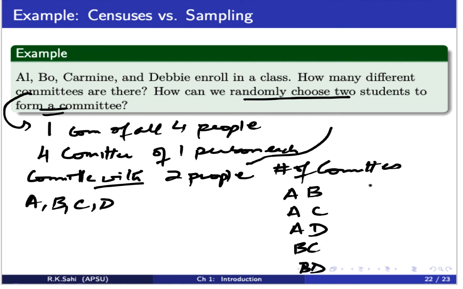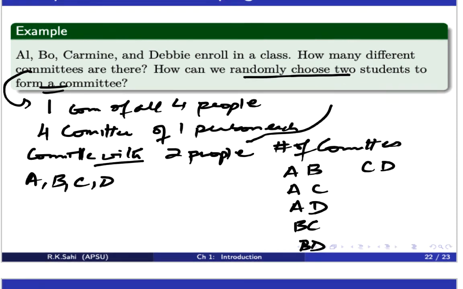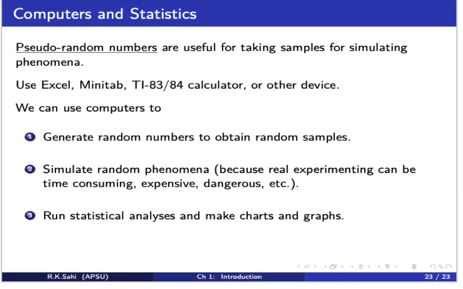And one more is Carmine and Debbie. So the number of committees of 2 people is 6: 1, 2, 3, 4, 5, 6. Okay, so that's just simple combinatorics to give you an idea of simple random sampling without replacement, which we just talked about. You will do these kinds of problems later on, but I just wanted to give you an idea of what comes here.